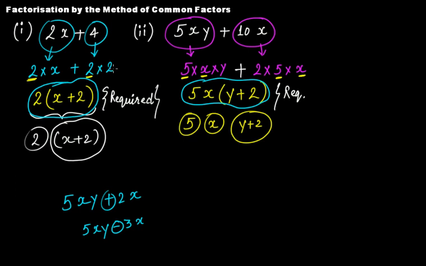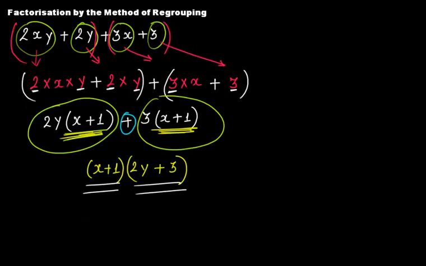So far we have discussed two methods of factorization, that is factorization by the method of common factors. Then we discussed factorization by the method of regrouping.